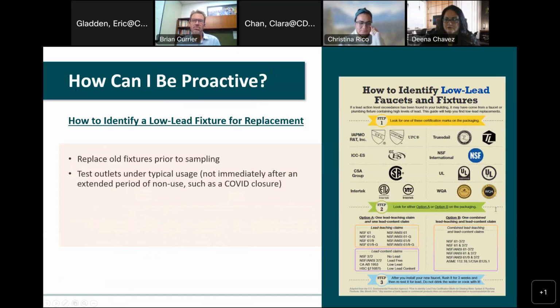If you have older fixtures, the first suggestion for being proactive, replace them before testing. If you don't even want to, it does lessen the chance, the risk that you would have a formal action level exceedance. So that's a step you can take. The State Water Board has prepared a flyer to help identify appropriate fixtures.